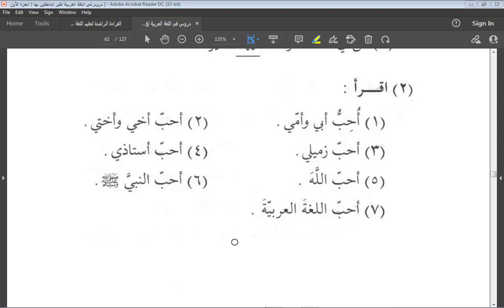But he said what he intended is Ana Ahmadu, and I am praising, from Hamida Yahmadu. Ahmadu, I am praising. An-Nabiyya, with fatha at the end. So Nabi is the object in this sentence. Ana Ahmadu Nabiyya, I am praising the Prophet.